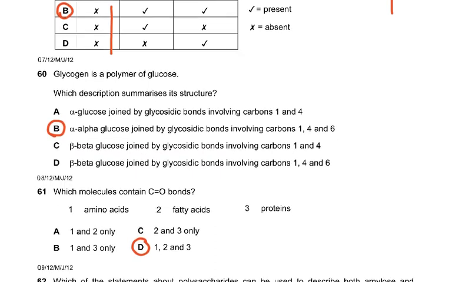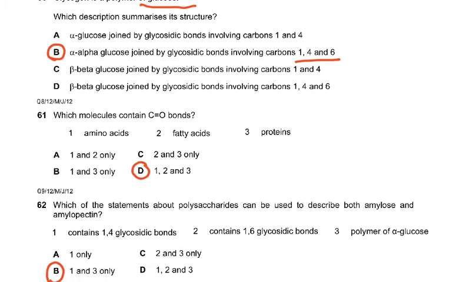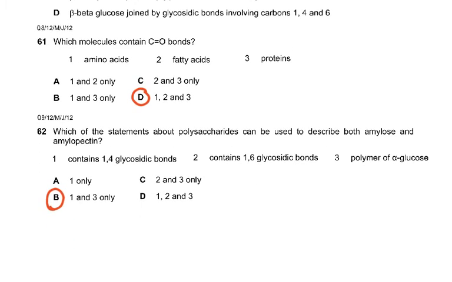Then coming to question number 60, glycogen is a polymer of glucose. Which description summarizes its structure? Alpha glucose joined by glycosidic bonds involving carbons 1, 4, and 6. So that is how you have to describe glycogen. Then which molecules contain C double bond O, 1, 2, and 3? This is, of course, something we've done before.